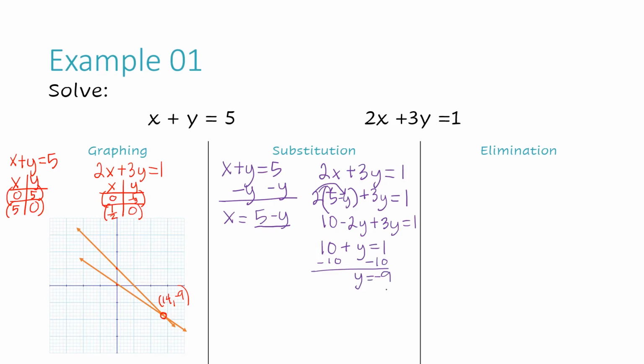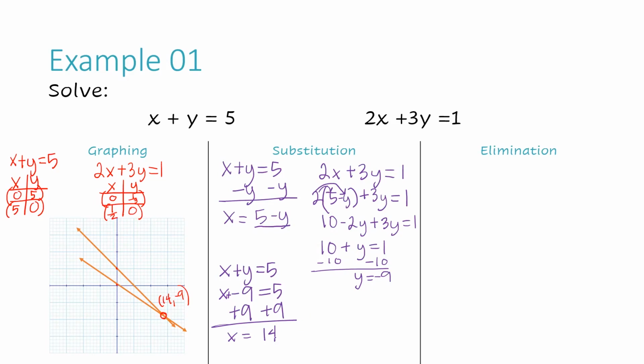Well, so far it looks like we're on the right track because y equaled negative 9 when we were graphing it. Now I'm going to take the y equals negative 9 portion and plug it into the other original equation. So I have x plus y equals 5. Now instead of writing y, I'm going to write negative 9 because that's what I just calculated y to equal. So it's x minus 9 equals 5. Now I'm going to add 9 to both sides, and I end up with x equals 14.